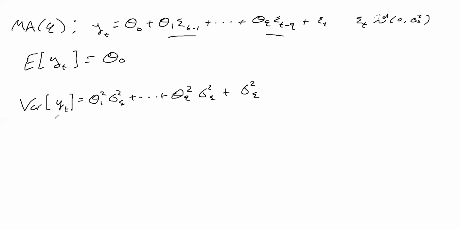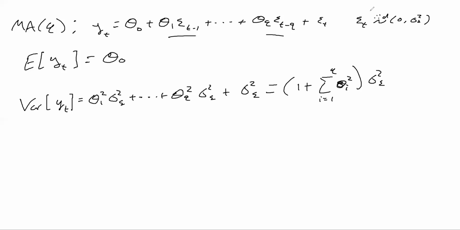So remember from the previous slides, or this would be from a previous video, the variance for a moving average process would just be 1 plus the sum, I'll use i again, of i equal 1 to q, of all of our theta squared, multiplied by the variance of our error term. So this is for a general moving average process.